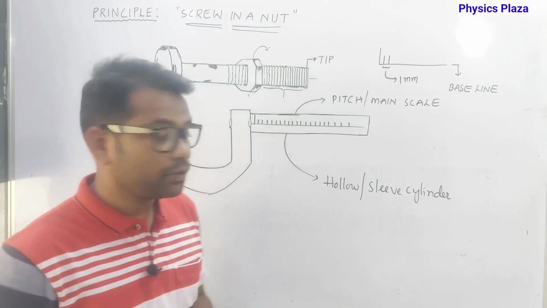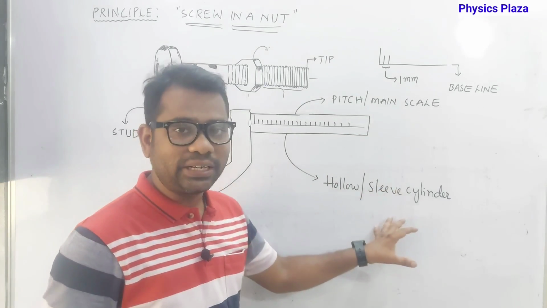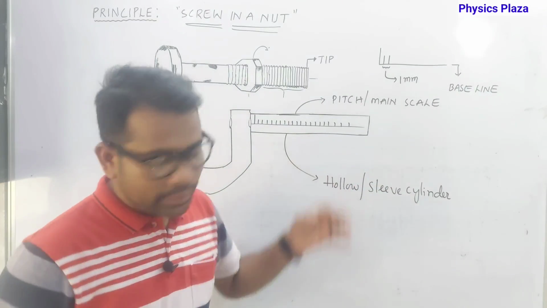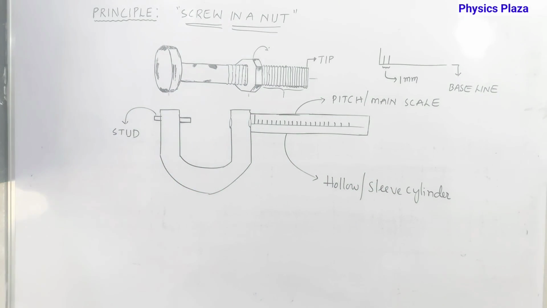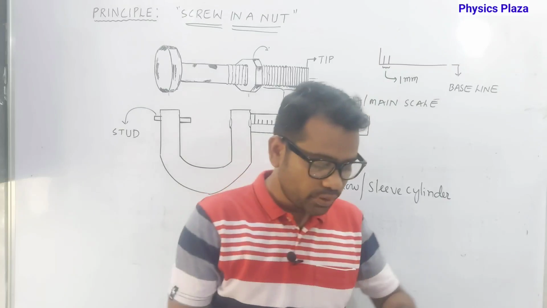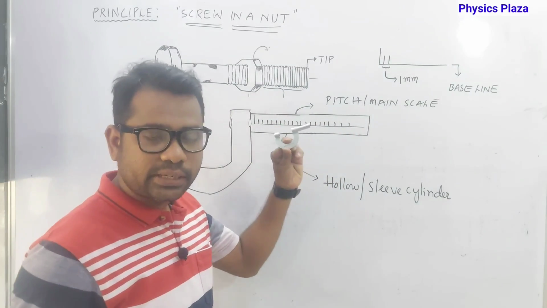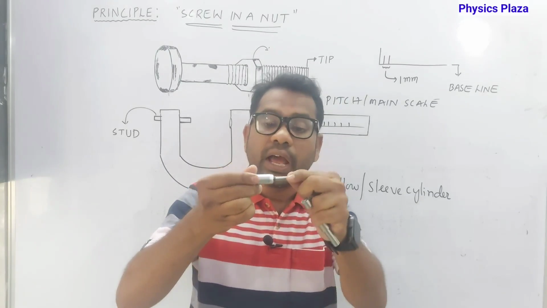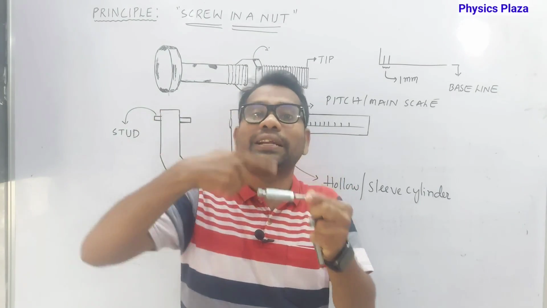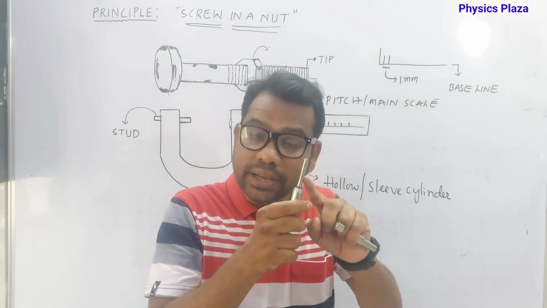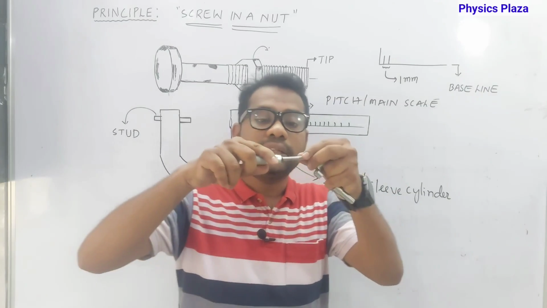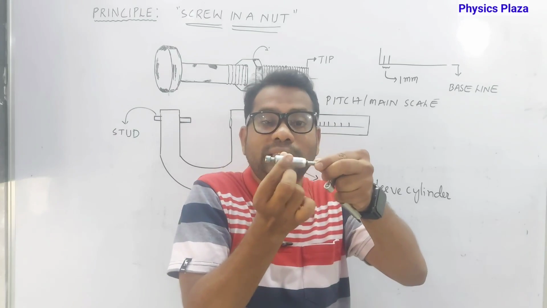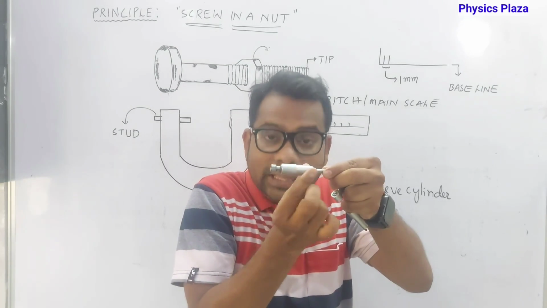So hope I am clear. On the surface of the sleeve cylinder, a scale is calibrated which is going to serve as a pitch scale or main scale. Now children, here is one more long shaft on which fine threads are made, so that it is going to serve as a screw, as I told you. On this screw, one more hollow cylinder is placed. This one we call the thimble.